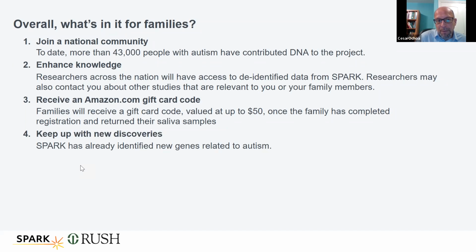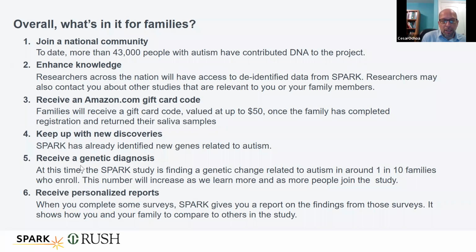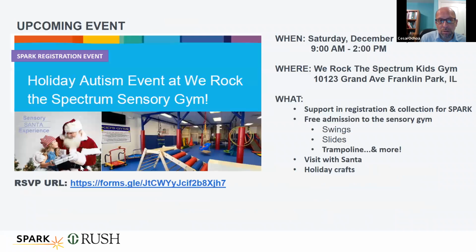It's going to help keep up with the new discoveries. You're going to be communicating with the SPARK study and receiving information about the progress in the study. You may get a genetic diagnosis in the short or intermediate term, and when you get a result, you have a personalized report.